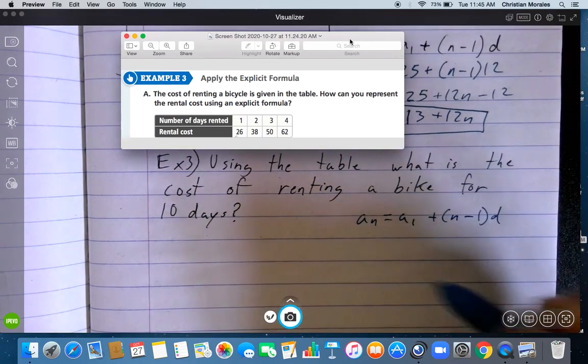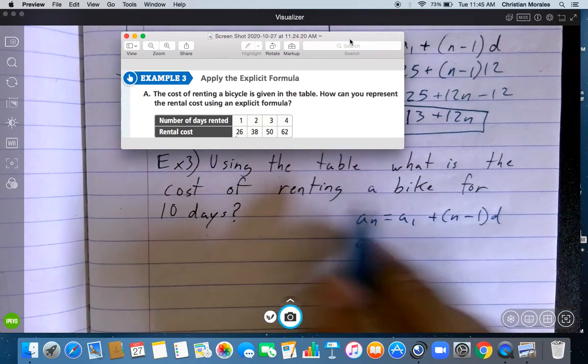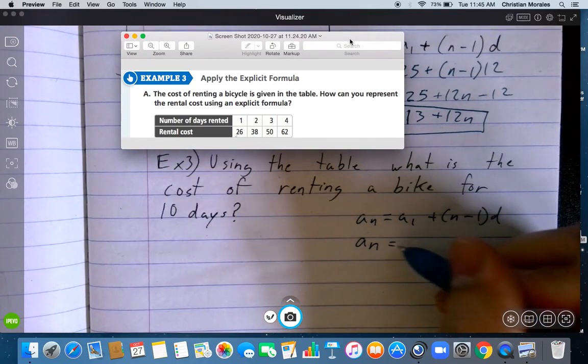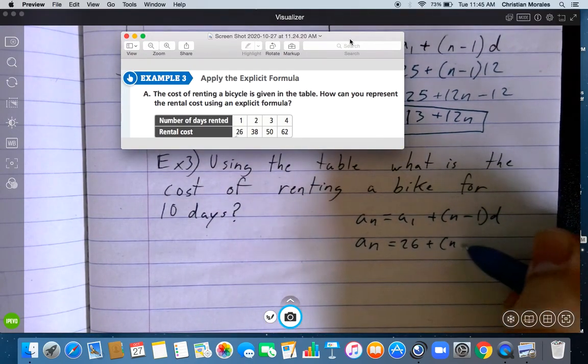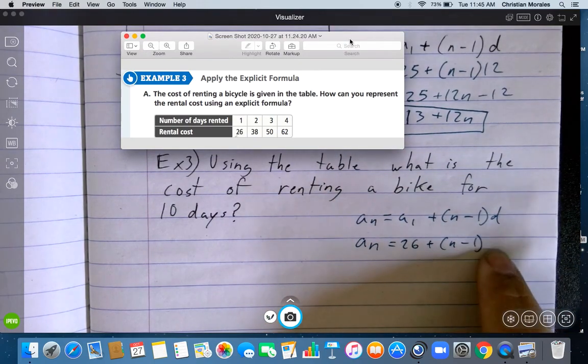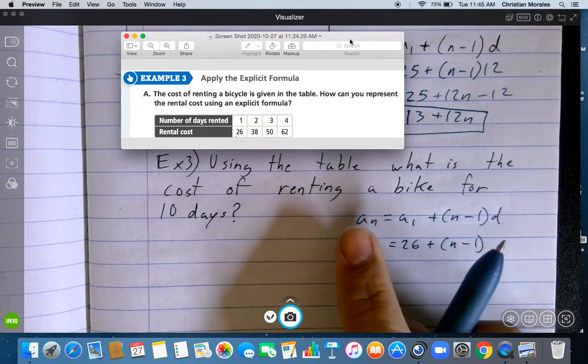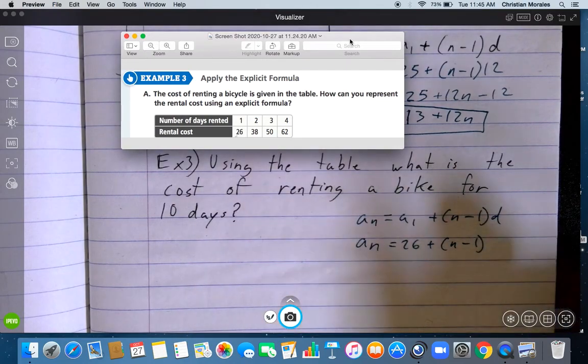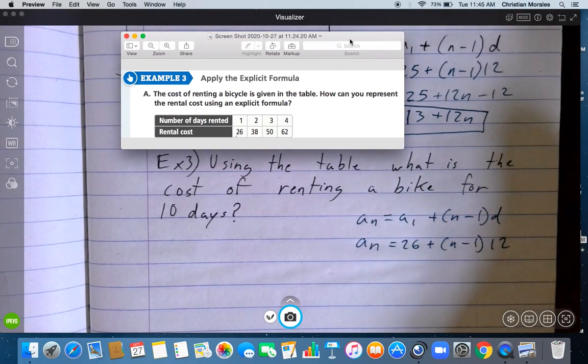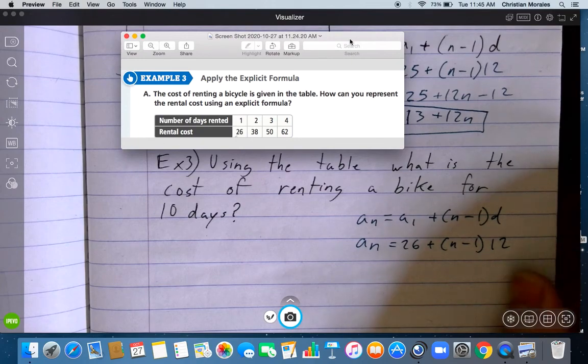Okay, that's explicit. The first term is the first charge, which is 26. And then leave that the same. The common difference between 26, 38, and 50, oh, it's 12. How about that? It's 12 again. I wish I had chosen a different number.